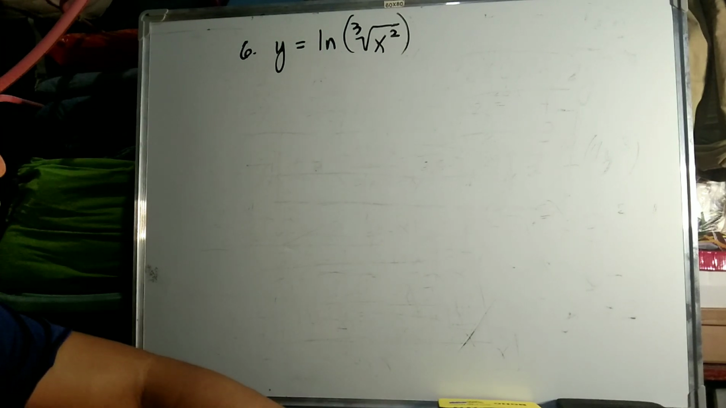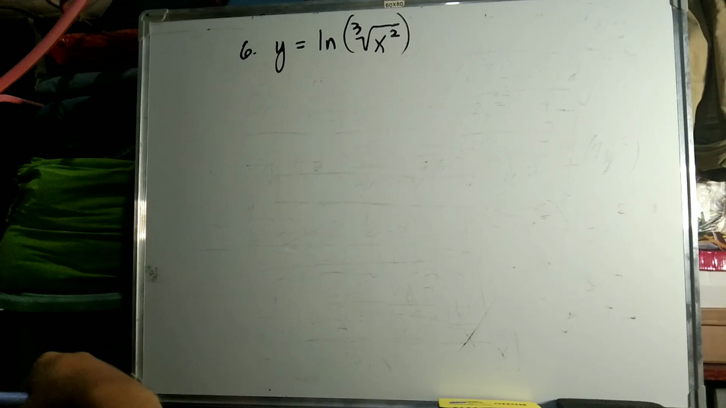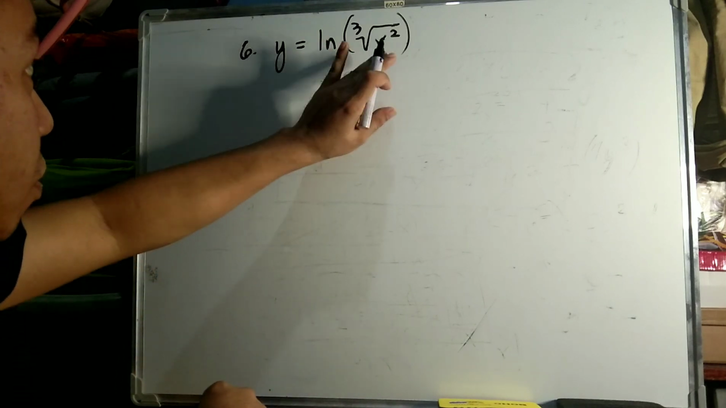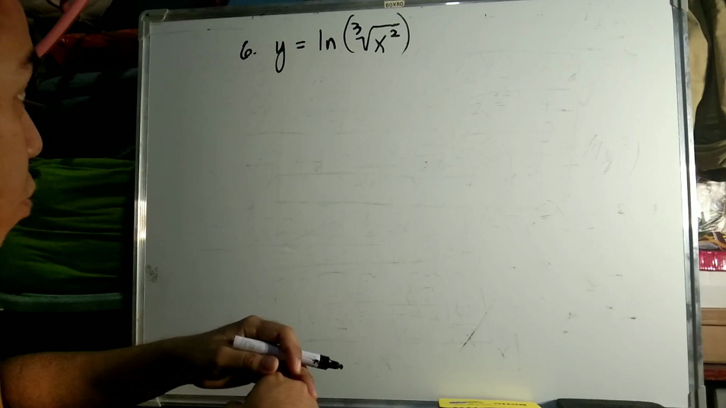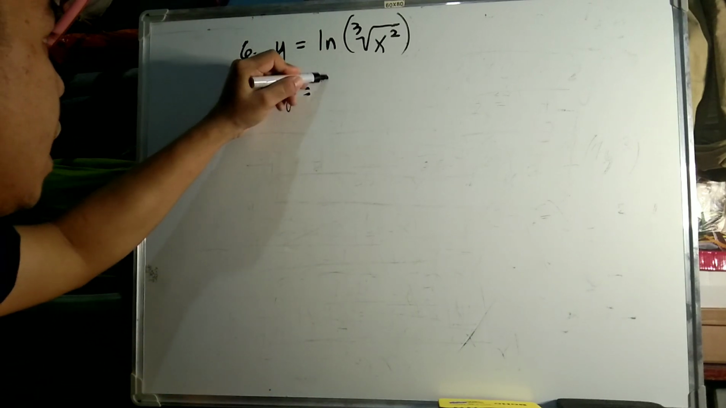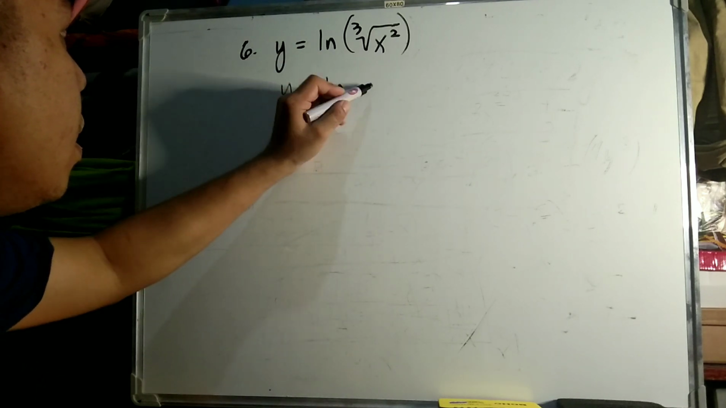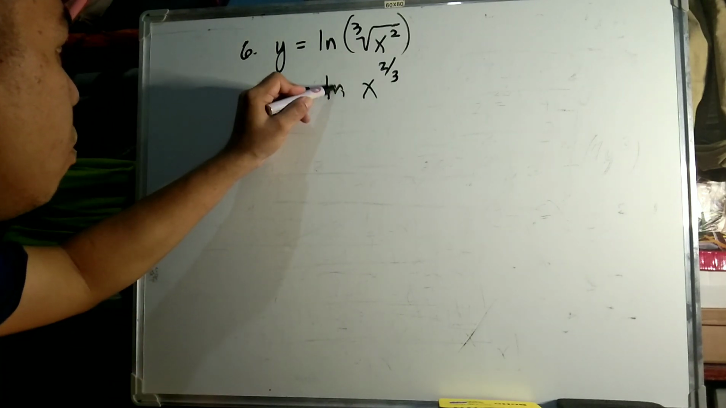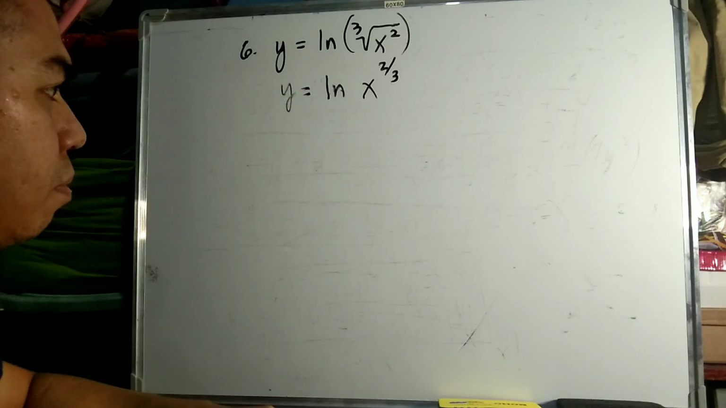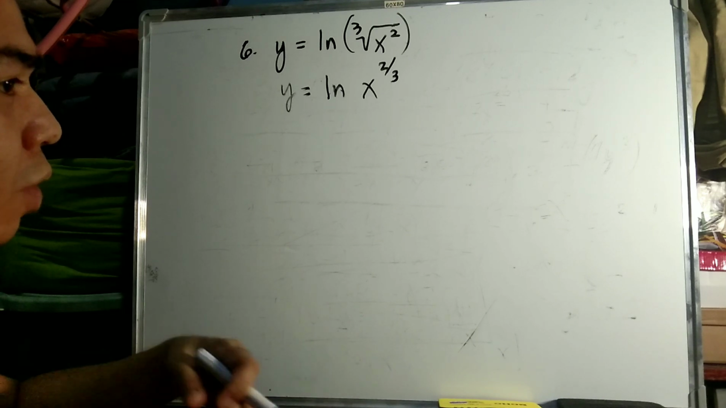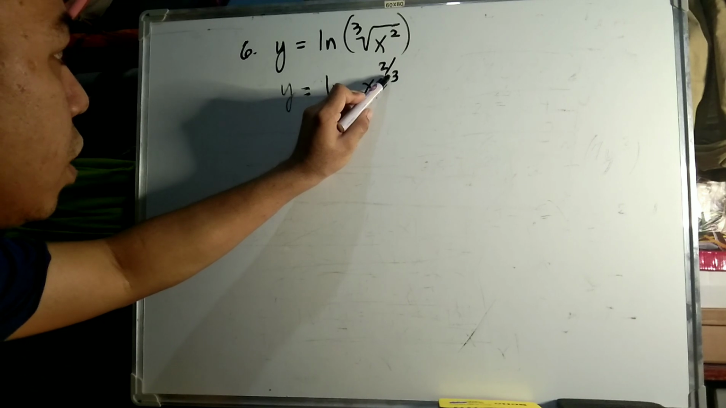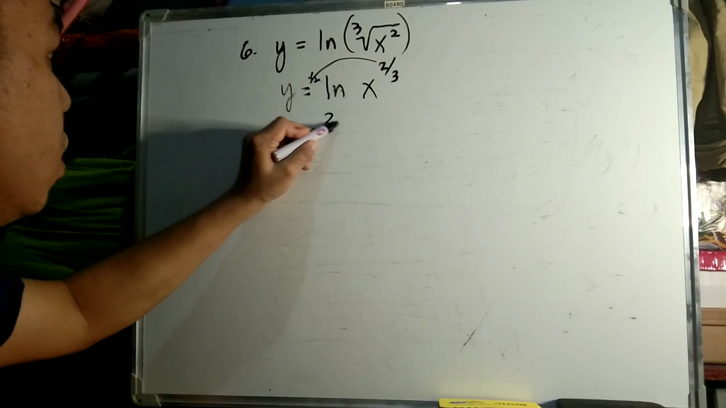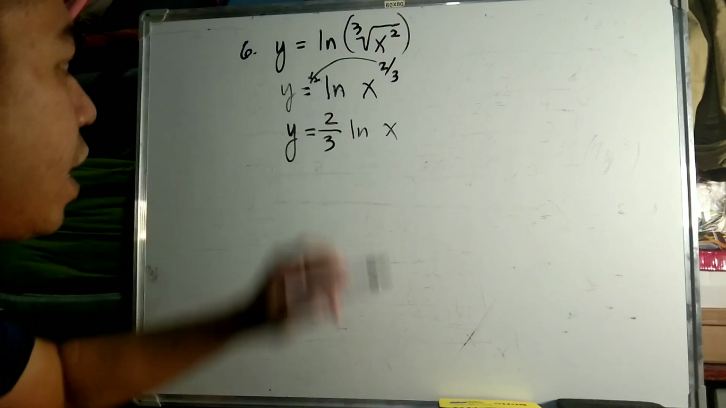Okay, so example number 6, y equals ln cube root of x squared. Okay. So para mapadali yung pagkuha ng derivative natin dito, i-convert muna natin into exponential, no? Okay, so y equals ln, ano equivalent niya sa exponential? X raised to 2/3. Okay? And then, meron tayong rule sa logarithmic functions, no? Meron tayong rule na kapag ito tinatawag natin power rule, yung exponent nito mapupunta dito. Okay? So, that is also equal to 2/3 of ln x. Okay?